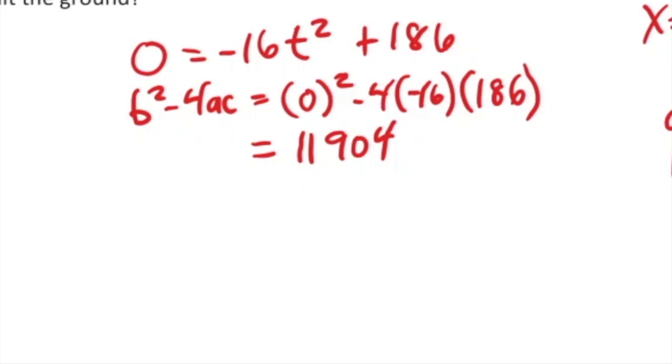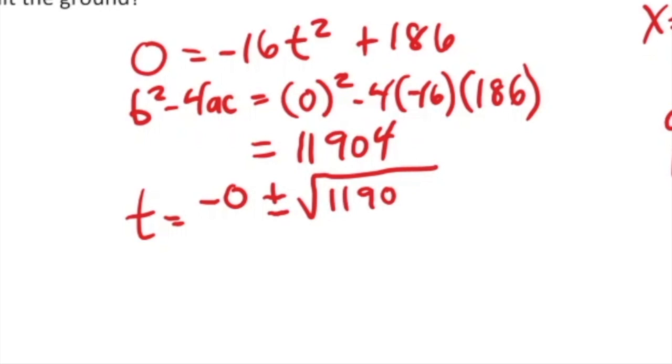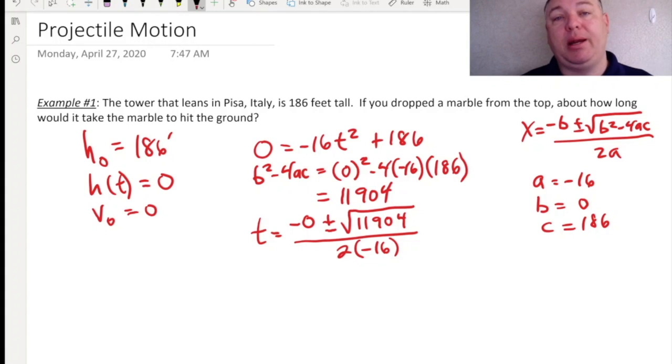11,904. Now I'm going to substitute into the quadratic formula. Quadratic formula is usually stated with an x equals, but we're dealing with time, so I'll say t equals negative b plus or minus the square root of 11,904 divided by 2 times a, which is negative 16. We need to split the plus or minus into two separate problems, once with a plus, once with a minus.